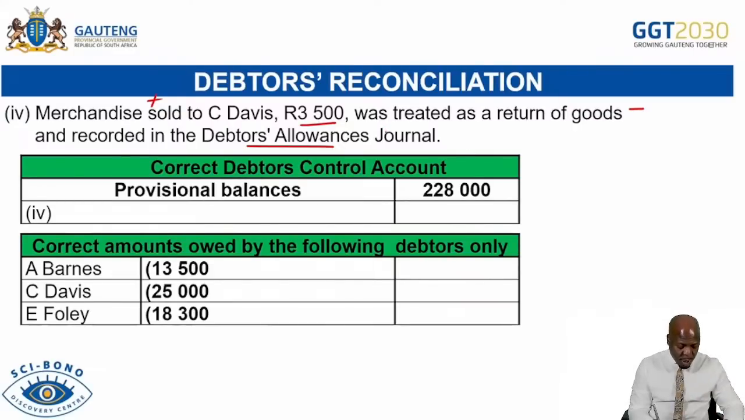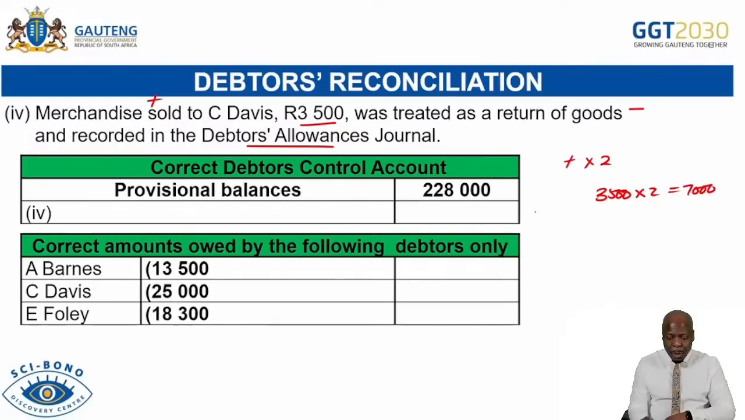So we have an amount, which is an amount of what? 3.5. It was treated as a return of goods. It was supposed to be a plus, but we said minus. So what do we do? Let's come here first in the control. In the control, we know that once we make an error of subtracting an amount that was supposed to be added, therefore we have to add it, but twice. So it simply means it's my 3.5. I multiply that by 2. That gives me 7,000. So it means I'm coming here to say plus 7,000.